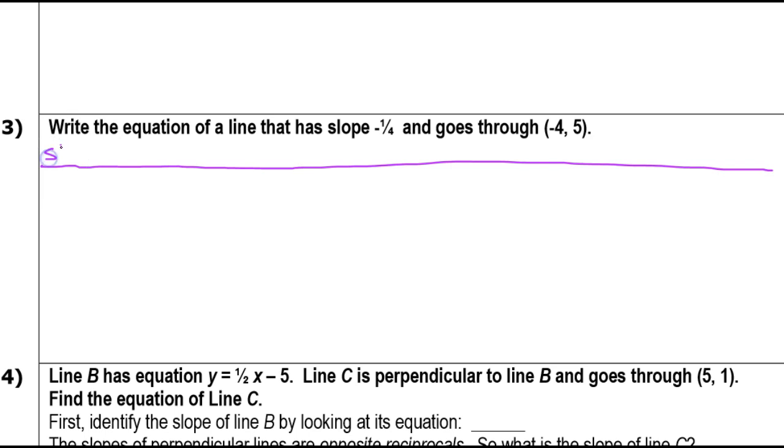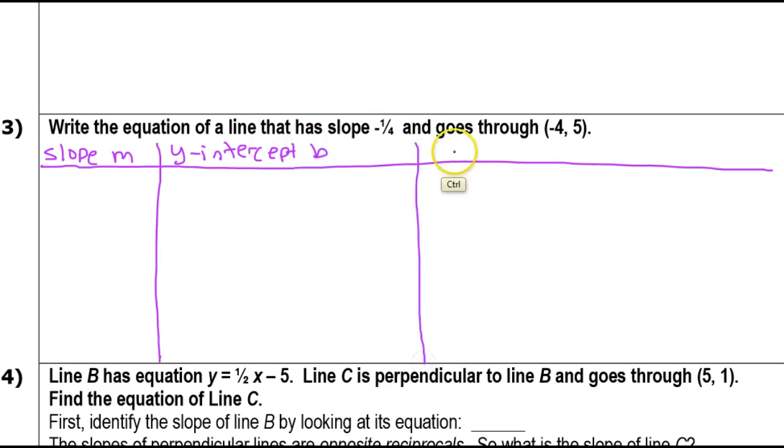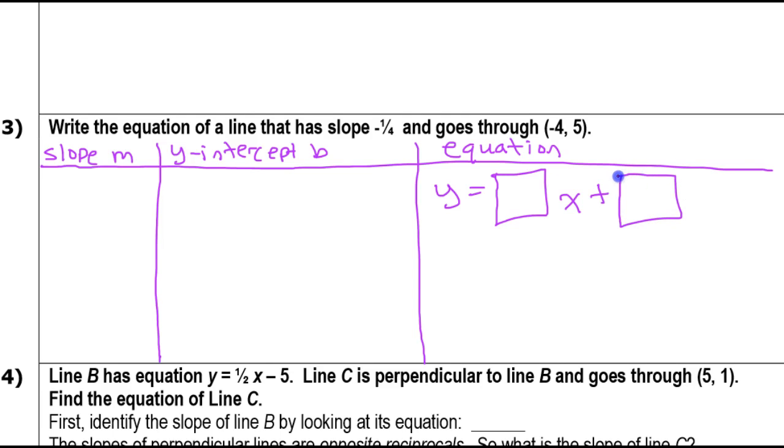So I need slope m, and then I need y-intercept b. All right, that's plenty of space. And then I can write the equation. All right, and the equation is going to go y is equal to something x plus something. The first box is the slope, and the second box is the y-intercept.